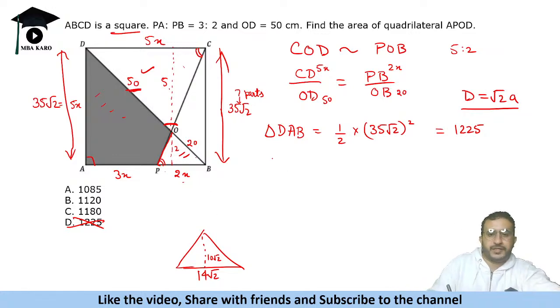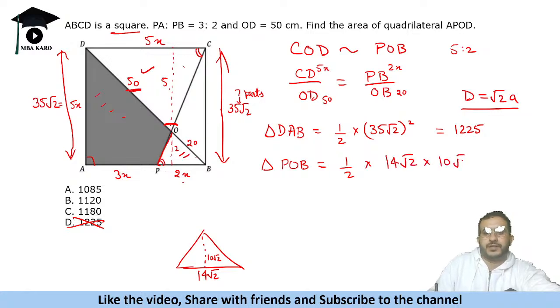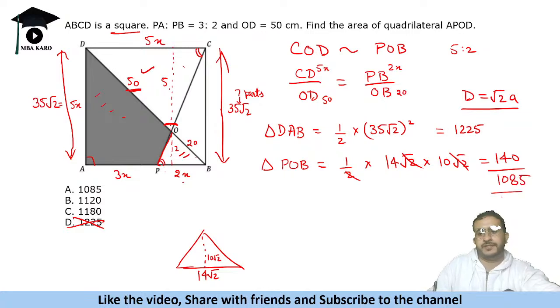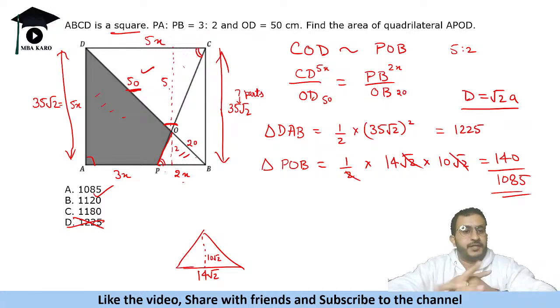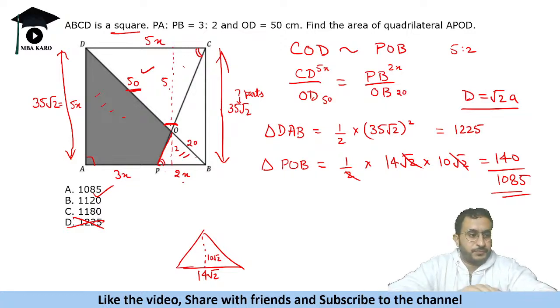So area of triangle POB is half of base into height. Root 2 becomes 2. It is 140. Subtract 140, you will get 1085 as the answer. 1085 is the area. Got this? Typical geometry problem based on the concept of similar triangles. Clear?